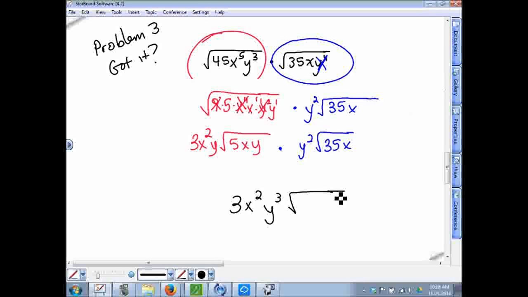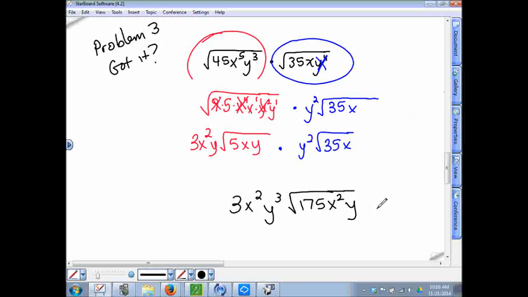What is that? 5 times 35? 175. X squared times y. Oh, dang it. You just simplify it again. You've got to take that x out.